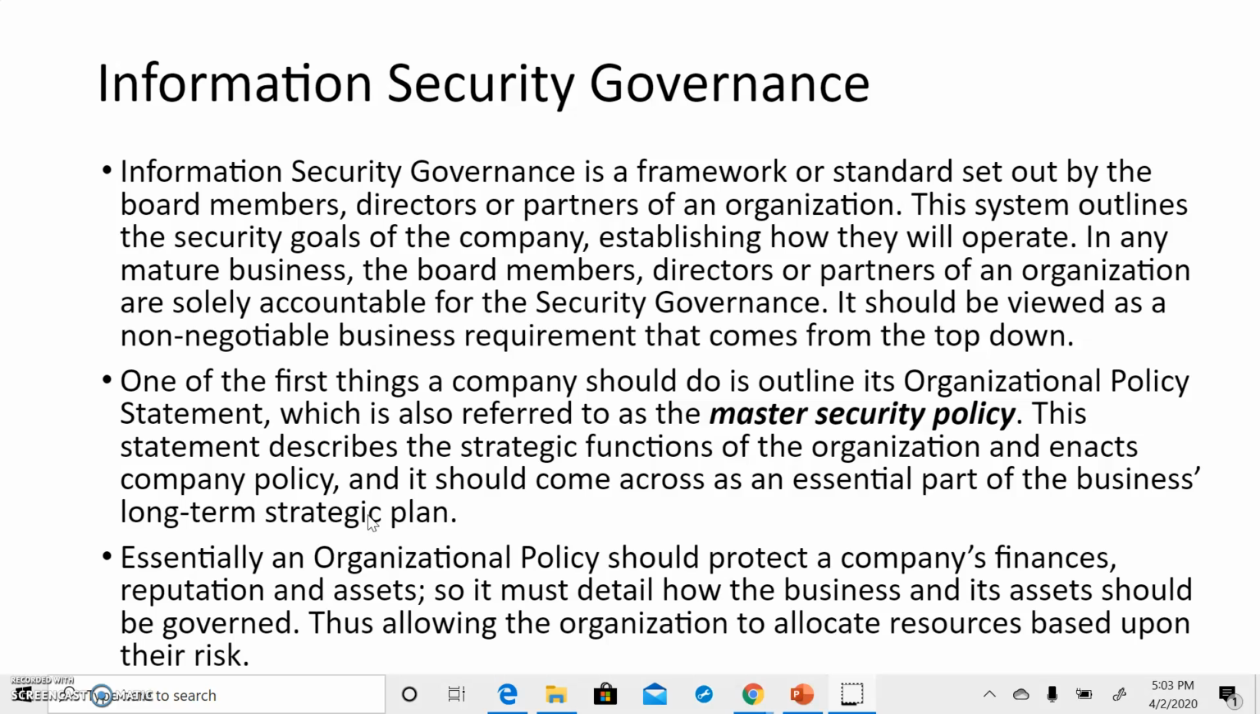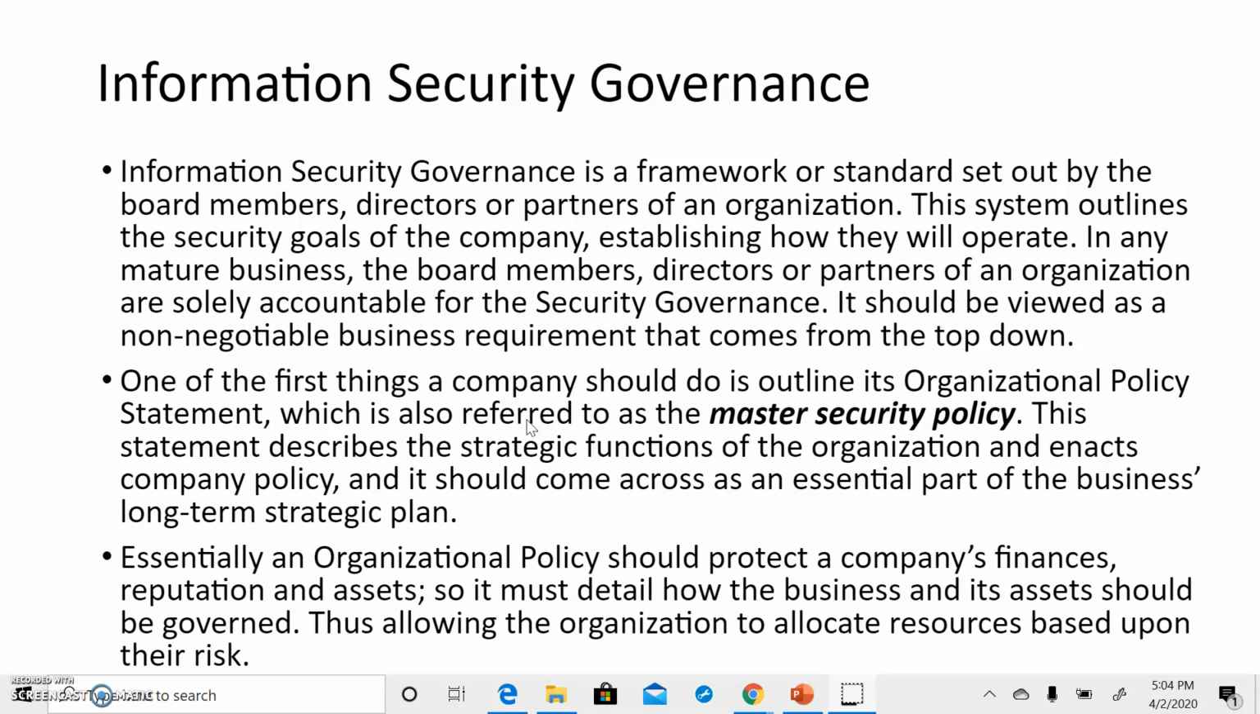That organization policy should protect the company's finances and reputation by using the master security policy. How will they do that? They will decide what the assets are, who will govern those assets, and how to protect them and make them fully resourceful on the basis of their risk. That is the most important thing when a company designs an organizational policy.